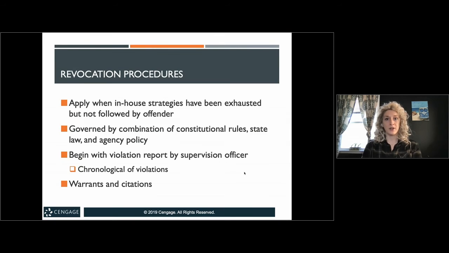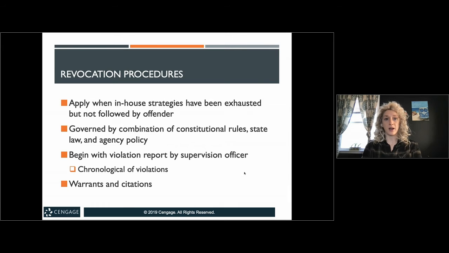So what happens in a revocation process? Well, this will apply when any in-house strategies have been exhausted and the offender is still not following through with them. Typically, the revocation procedure in a department is governed by a combination of the constitutional rules, state law, as well as agency policy. A lot of agencies will have written out, again, a roadmap for the officer to understand that once you've tried all of these different in-house strategies, your only option left now is to file a revocation.